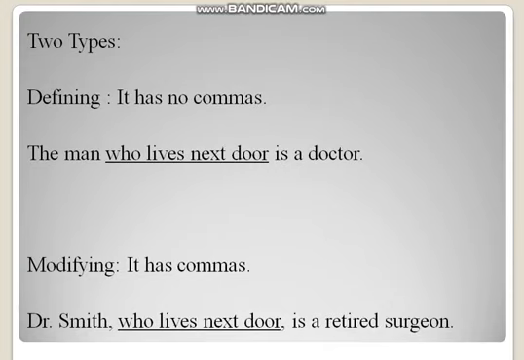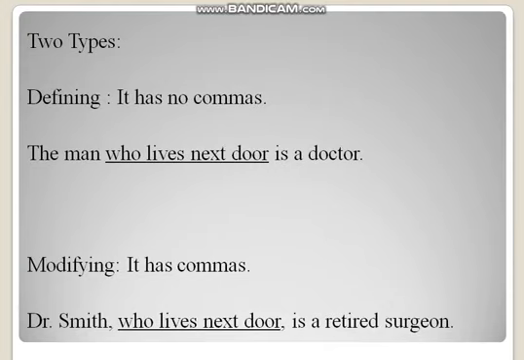Now look at the sentence, and the adjective clause is underlined in it. Who lives next door is an adjective clause. Why? Because the first thing, it is starting with a relative pronoun, that is who, then lives next door. So here it is telling us about the man, that which man. So that's why it is an adjective. Why? Because it is telling us something more about the noun. And which noun? The man. But you know, here they have just mentioned the man. They haven't mentioned a name of any man. They are just saying the man who lives next door is a doctor.